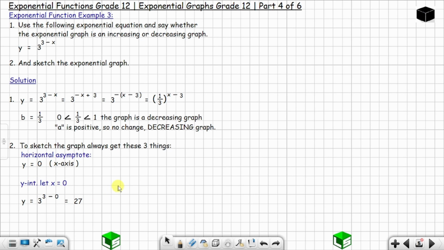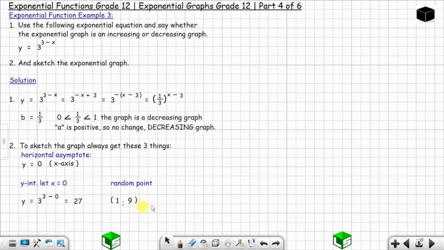And you also need a random point. Okay? To get a random point, you are going to use any x value. You can use 1, 2, -1 or -2, any to get the random point. I'm going to use 1. Okay, so when x is 1, what is y equal to? If I plug 1 there, I'm going to have 3 to the power of 3 minus 1. So this is 2. So this is 3 to the power of 2 and it is equal to 9. So the y coordinate is 9. Okay, so this is my random point.